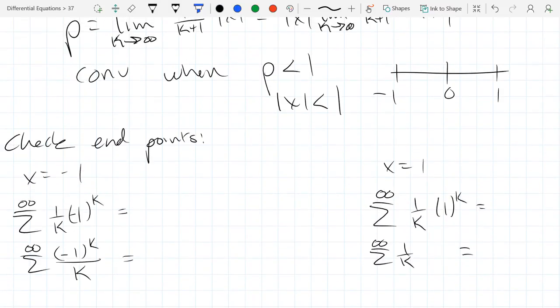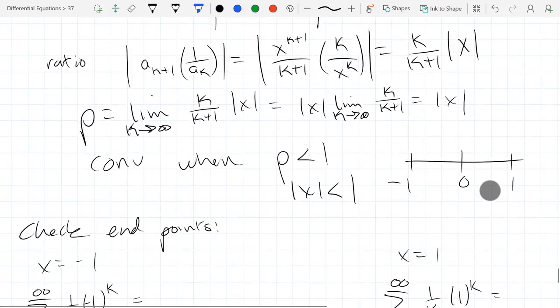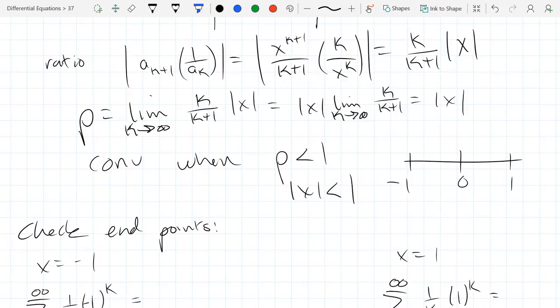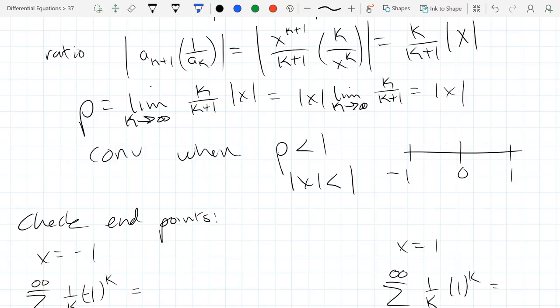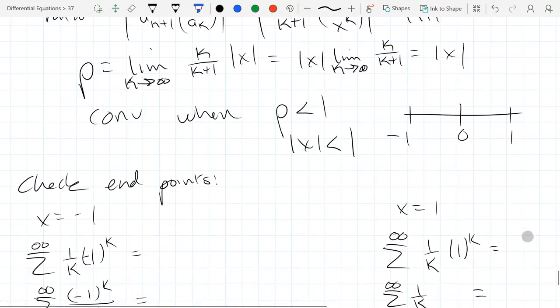So any questions on the radius of convergence being 1? That should have been a pretty straightforward algebra reduction right there. You take the limit of k over k plus 1 when you reduce it, and that's just 1. And we need our rho to be less than 1, and that converges. So our rho is the absolute value of x, so absolute value of x less than 1.